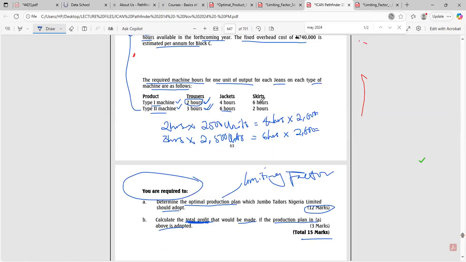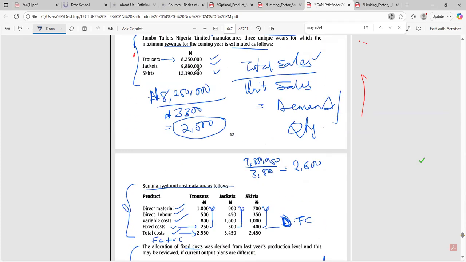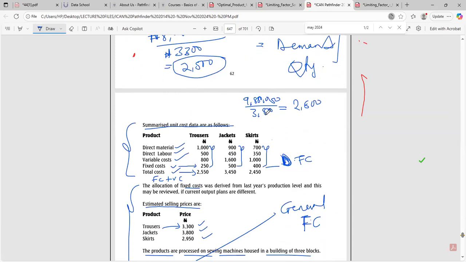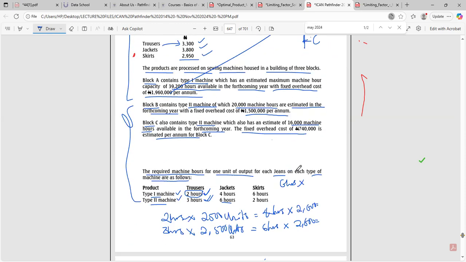So for skirt, we'll say 6 hours as well. So 6 hours for skirt times, how do we get our quantity? Let's go up gently. So we have 12,390,000 divided by 2,950. That'll give us how much, please? 4,002. Thank you.